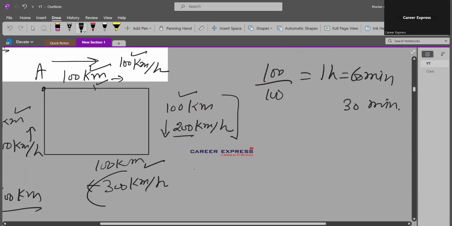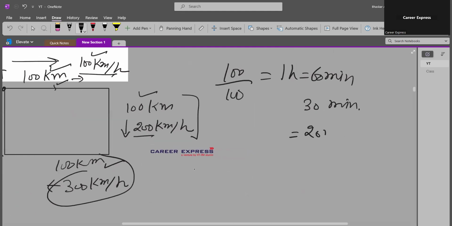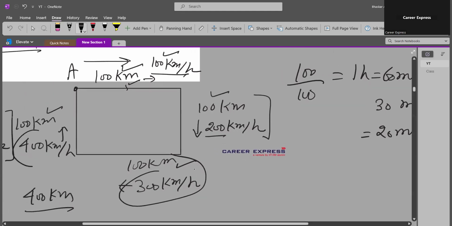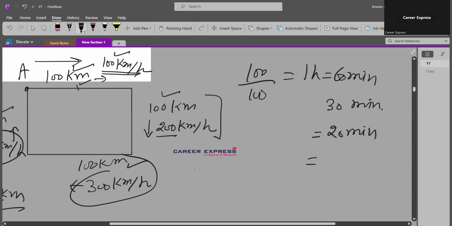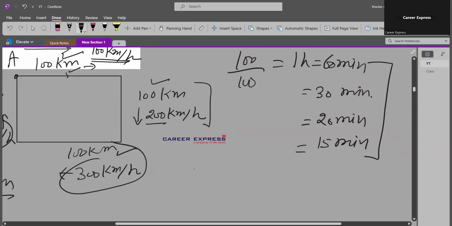Because the speed has doubled, the time will be half, so 30 minutes. On the third side, the speed has tripled as compared to the first, so time will be 1/3, so 20 minutes. And on the fourth side, the speed is 4 times as compared to first, so the time will be 1/4. 1/4 of 60, that is 15 minutes. So we don't have to calculate for each side separately. We can simply use the ratios. So the total traveling time is 60 plus 30 plus 20 plus 15. So the total is 125 minutes.